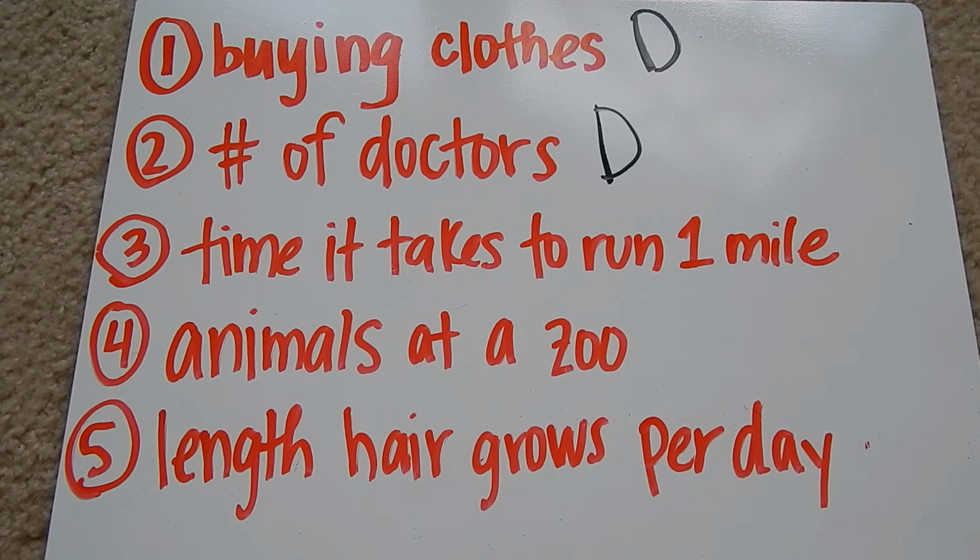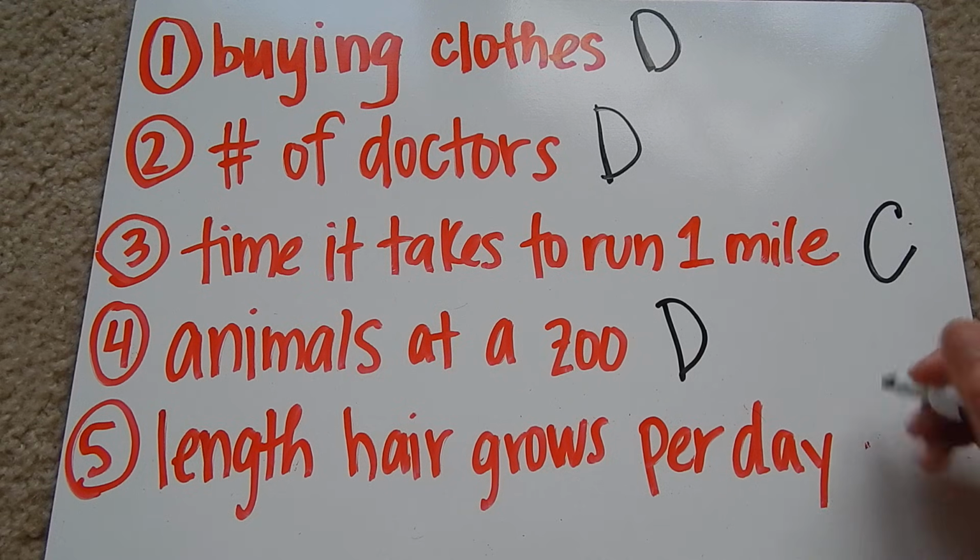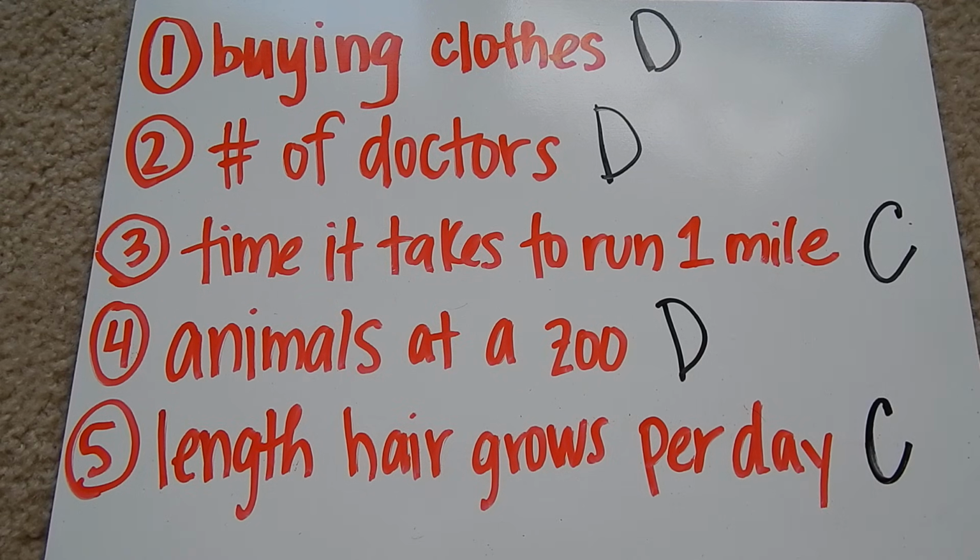Number 3, time it takes to run 1 mile. Well, time was one of our examples of a continuous thing. We measure time. You can have half a second. Number 4, animals at a zoo. Well, animals, we have to count them. You can't have half a zebra. You have a full zebra, so you count animals. That's discrete. And number 5, length hair grows per day. Length is something that is measured. Your hair can grow half an inch a day, so that would be continuous.